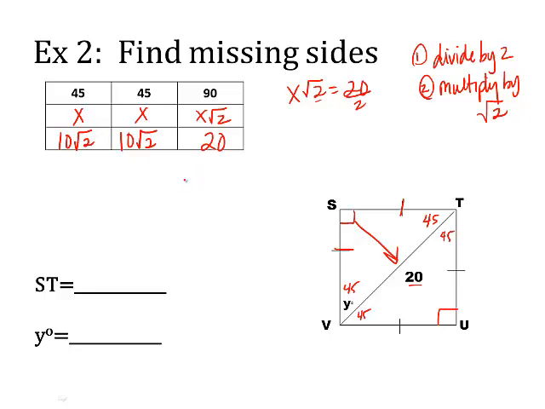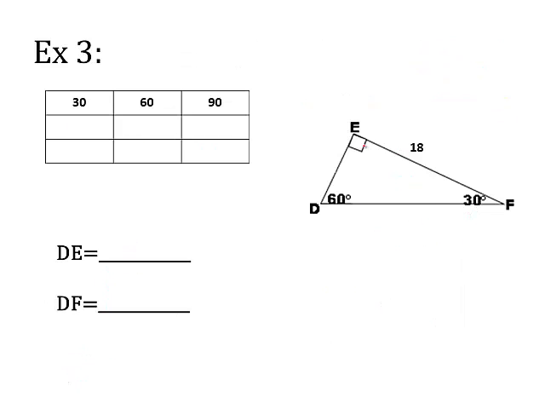All right? So the two sides are the same, we already said that. So each side would be 10 square roots of 2. So ST is 10 square roots of 2. And the angle Y, well, we said it's 45 degrees because it was a square and it's made into two right triangles. We have a 30, 60, 90 right triangle.